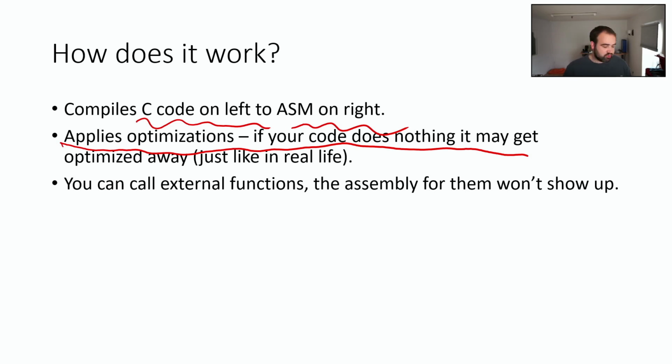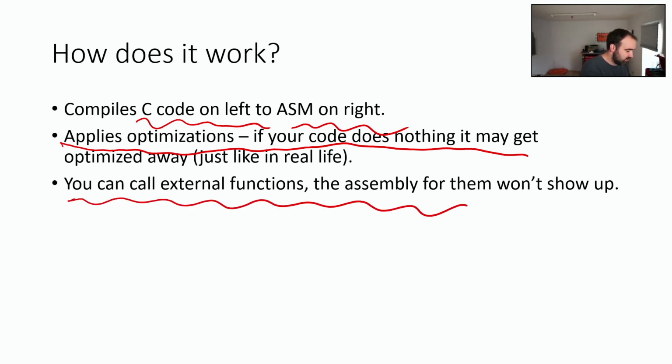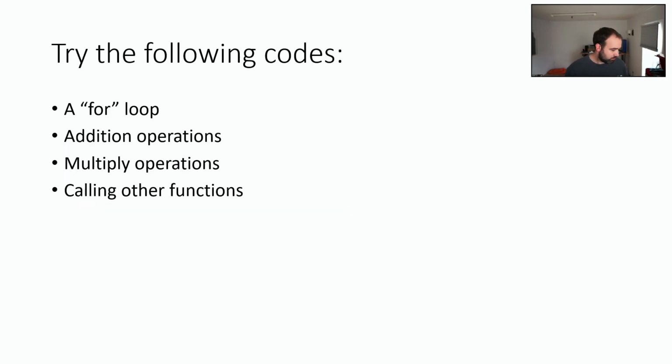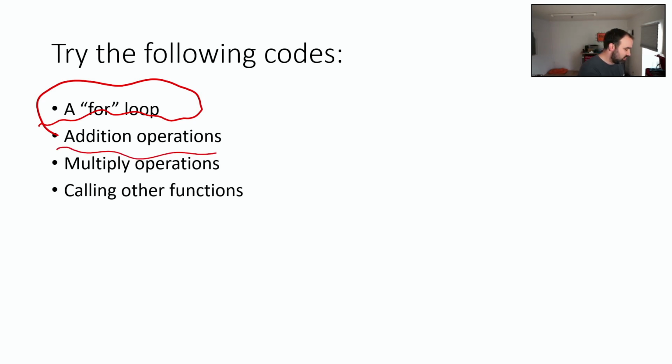You can also call external functions. So if you call something that isn't defined or isn't part of your file, like printf or something, normally it will put the function call in there, but it won't show you the disassembly of it. So we're going to try the following. We're going to try a for loop, and you should open up godbolt.org and follow along to see how this works. We're going to try some addition operators, multiply operators, and we're going to try calling other functions.